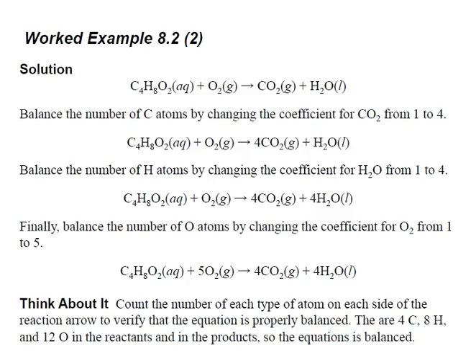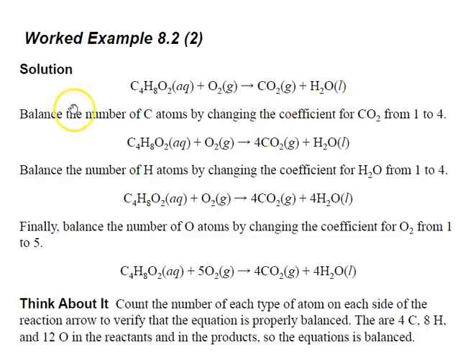So let's take a look at this. So here's our formula of butyric acid. It's an acid and it will be dissolved in water, so it has the aq. Oxygen is a gas, so we have O2 gas. Carbon dioxide is a gas, and then water is going to be a pure liquid.